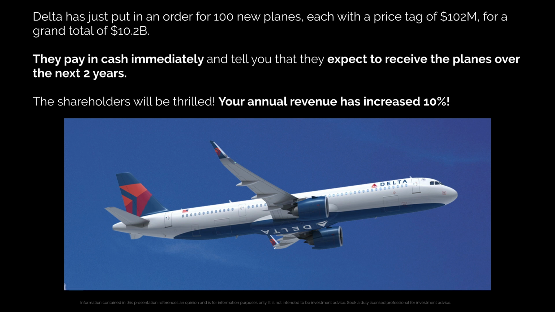Delta has a lot of cash on hand at that time. They're investing heavily into their business. So they pay in cash immediately, so they don't need to pay later, don't need to pay any interest on any debt or anything. So they pay the cash immediately and tell you that they want to receive their planes over the next 2 years. So your shareholders will be thrilled at Airbus, right? You received $10.2 billion, which will make up like 10% of your annual revenue, so your annual revenue just increased 10% compared to last year.